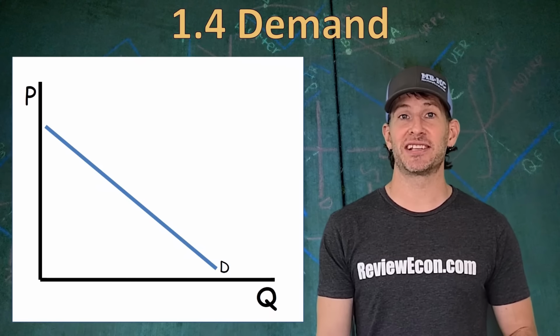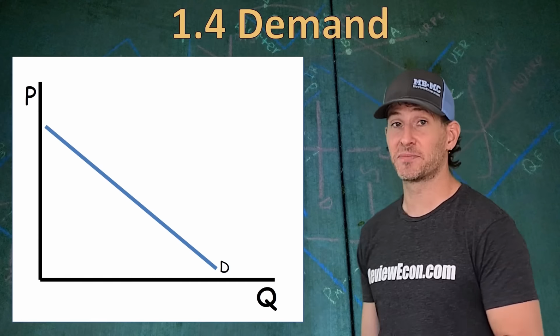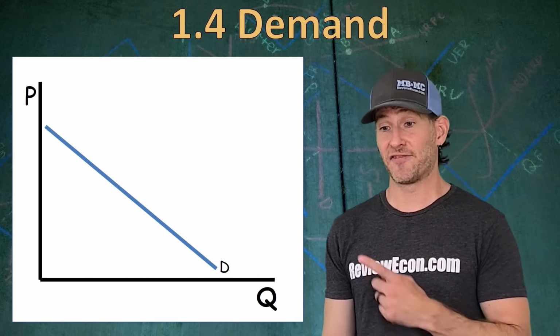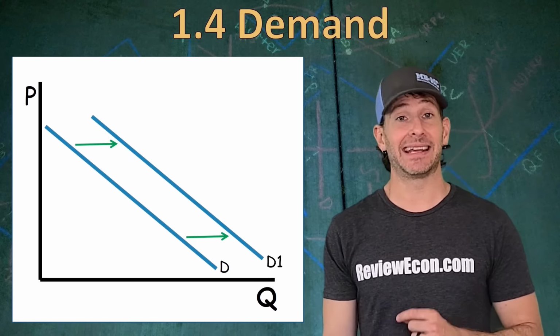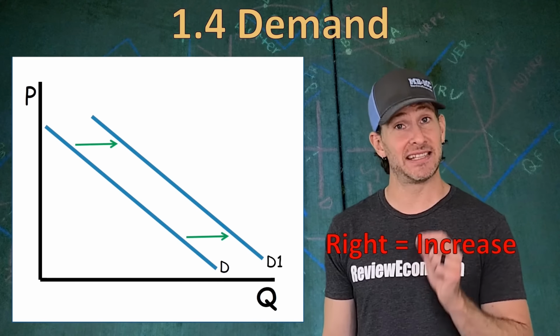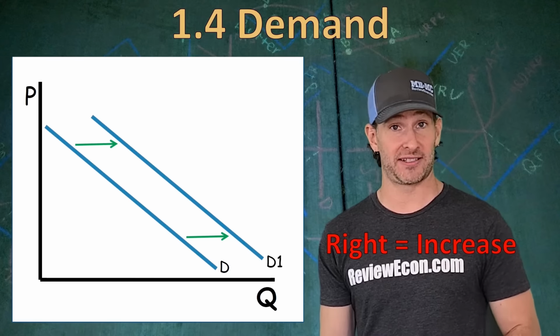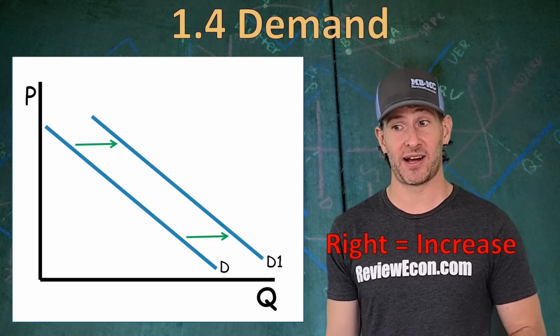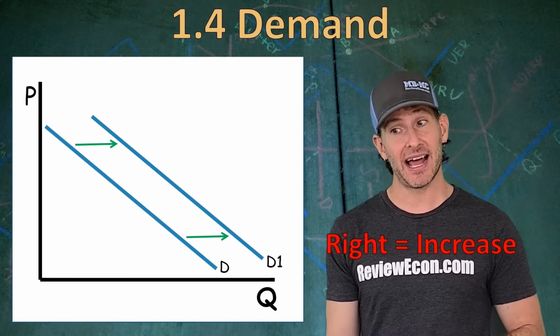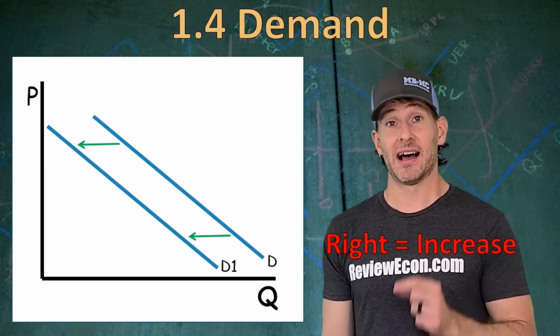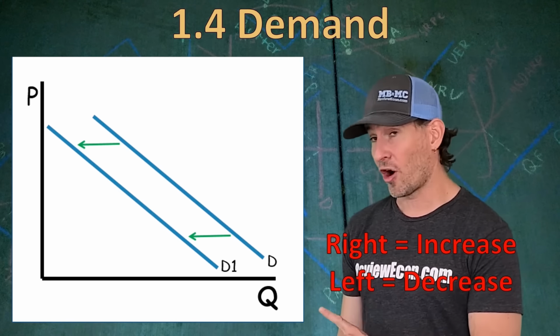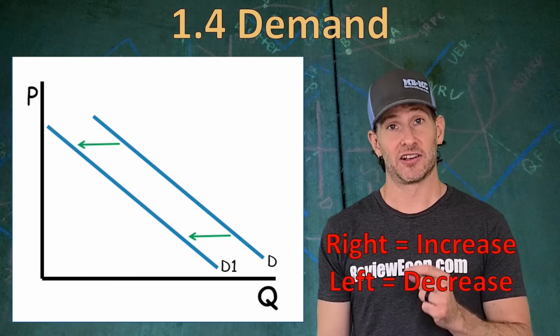If any of those things change, it can cause our demand curve to shift. If we have a shift to the right, that is an increase. A rightward shift is an increase. That means there is a higher quantity demanded at all prices, not just at one particular price. If we have a shift to the left, that is a decrease. A lower quantity demanded at all available prices. A shift to the left.